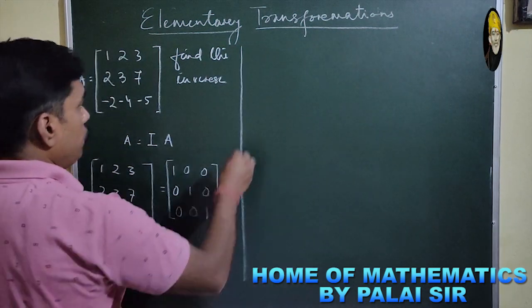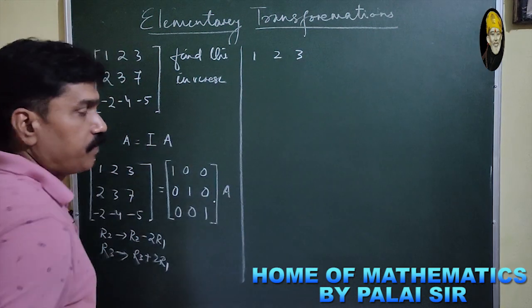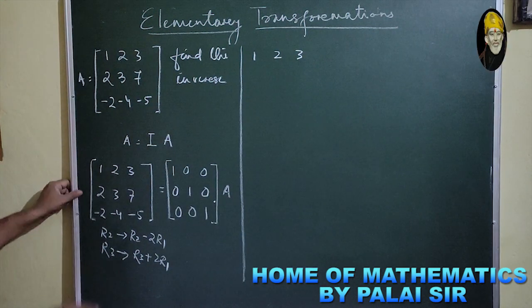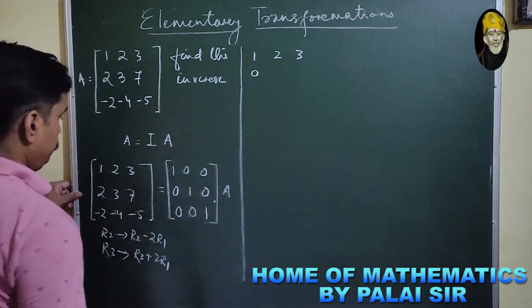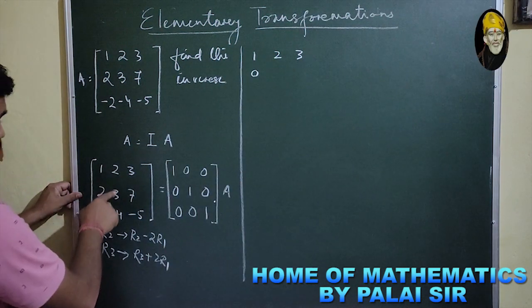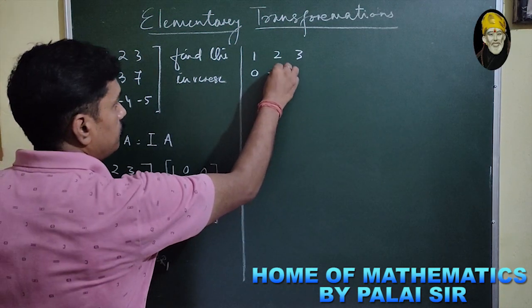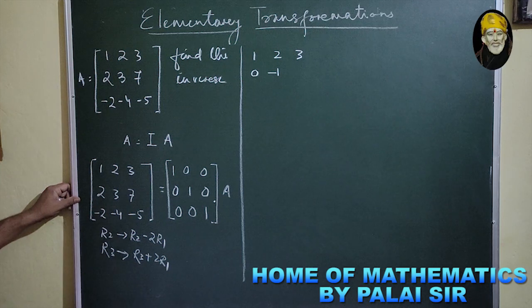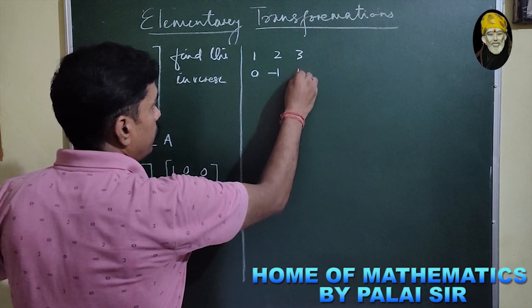So here it is 1, 2, 3. And here you multiply 2. 2 minus 2, its value is 0. Then here it is 3 minus 4, it will be minus 1. And here it is 3 to 6, 7 minus 6, it will be 1.